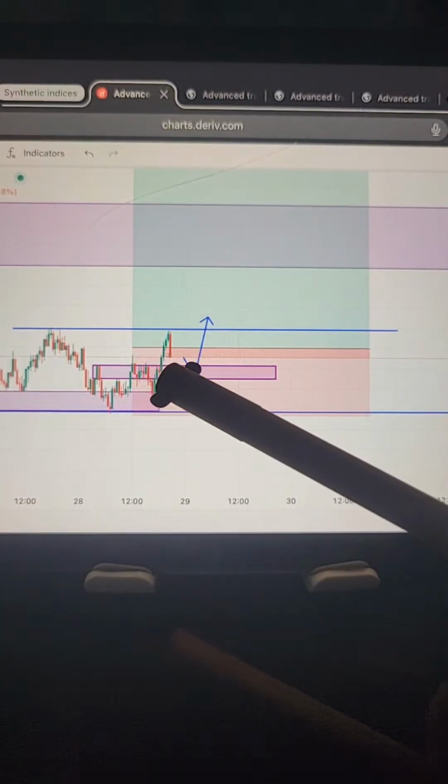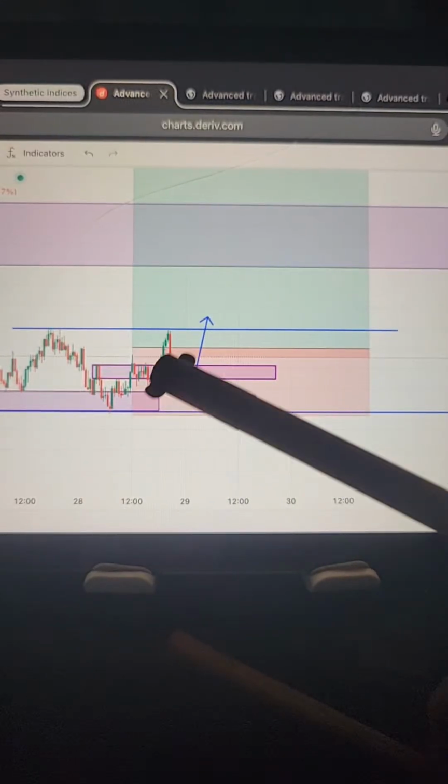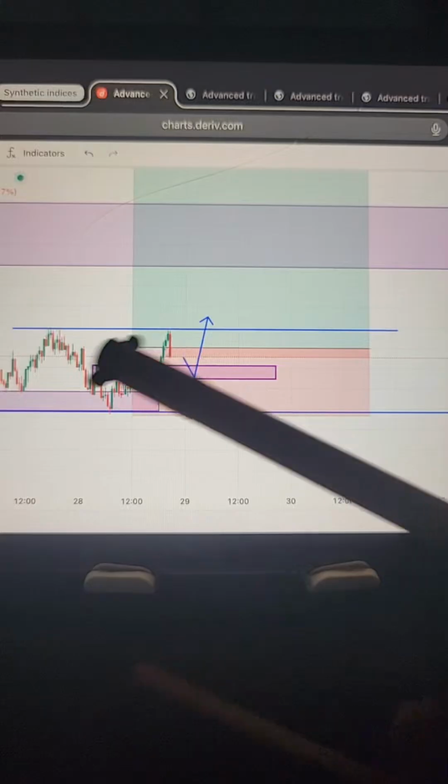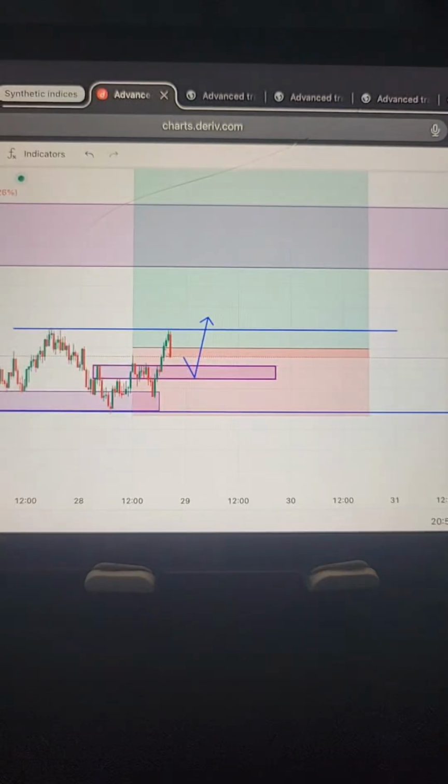So price is going to come back to this place, mitigate this zone, come and break this high. So what price is doing now is to come back and get more orders to push price above. So that's what I'm actually waiting for. So patience is the key in trading.